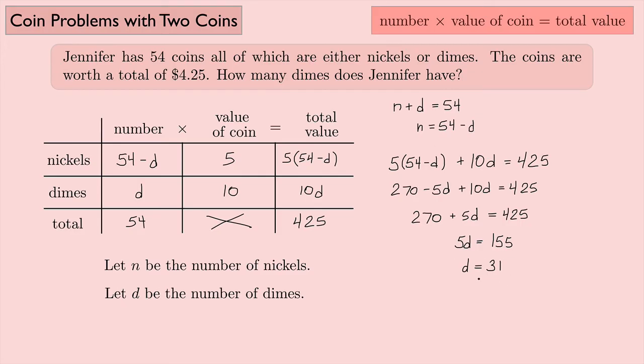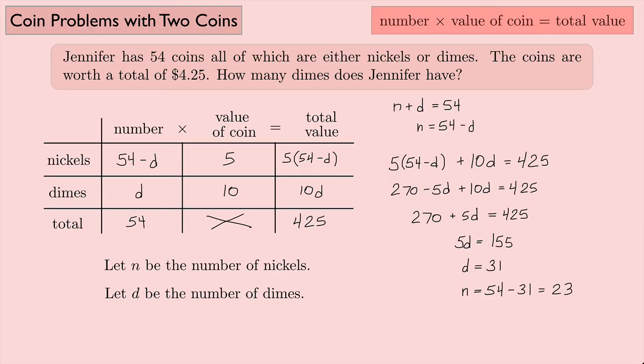31 dimes. What if I wanted to find the number of nickels? Well, the number of nickels, remember, was just 54 minus the number of dimes. So I would do 54 minus 31 to get the number of nickels. And if you do 54 minus 31, you get 23.